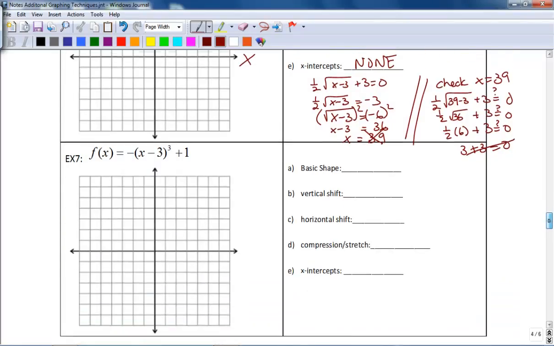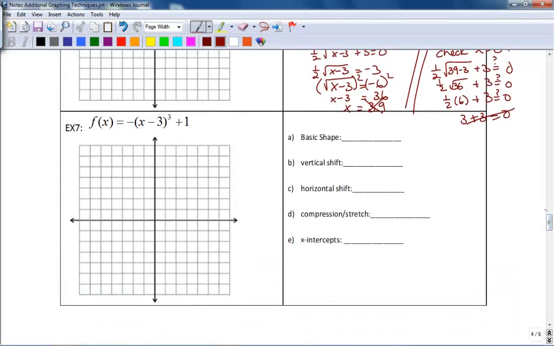Let's look at a couple more here. I have f of x is equal to negative (x minus 3) cubed plus 1. This is an x cubed function, and that one kind of looks like that stretched out n. And it has key points in the opposite direction. One goes up and right, the other one goes down and left.